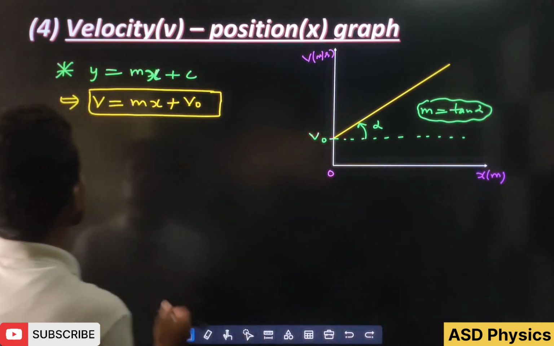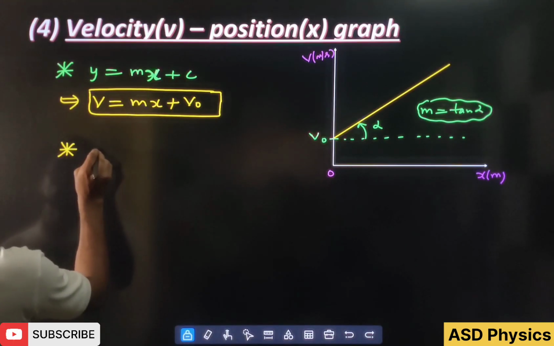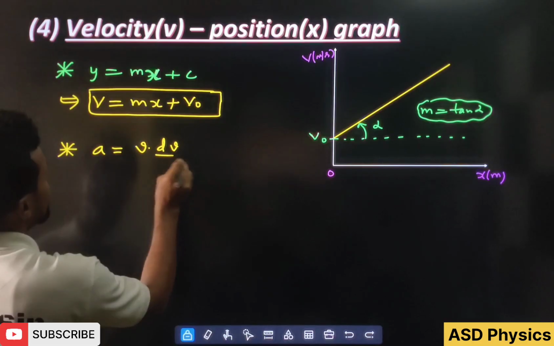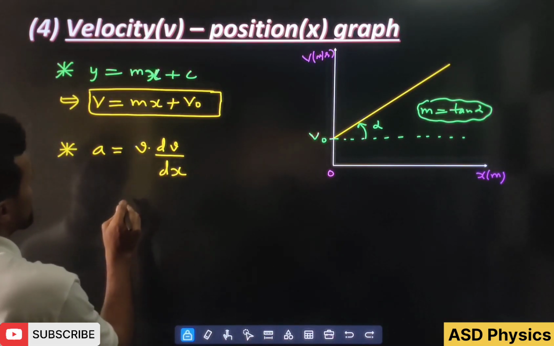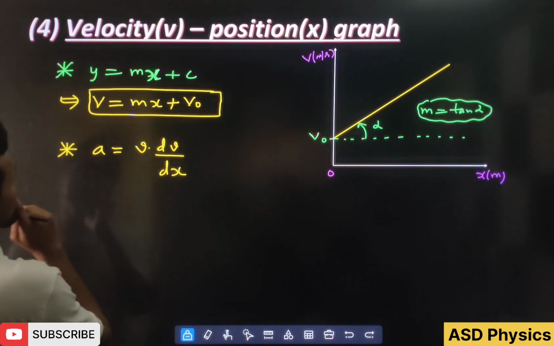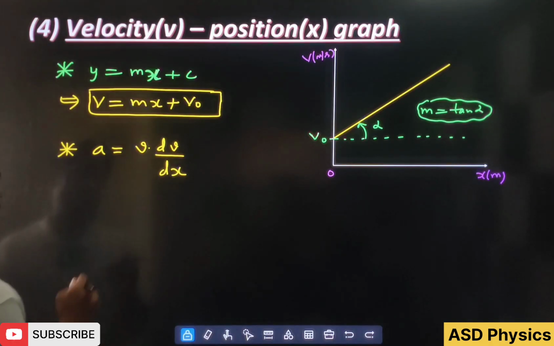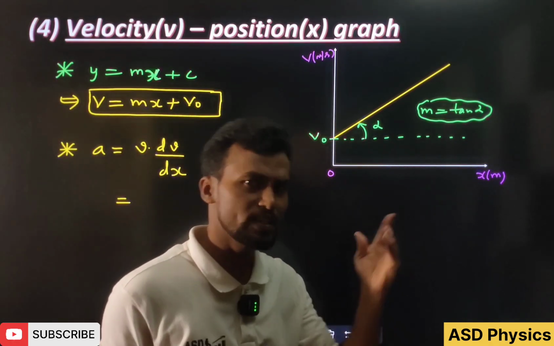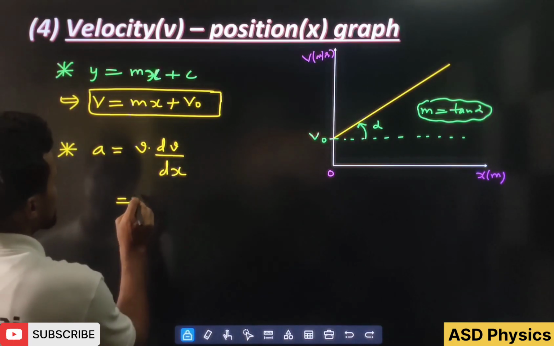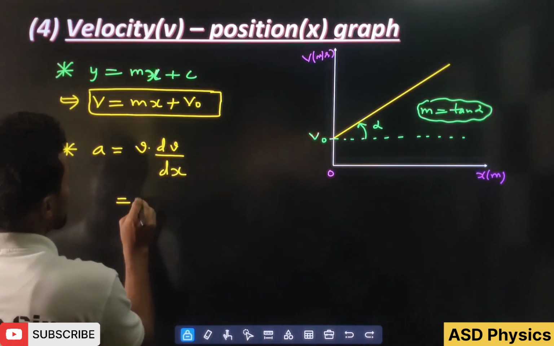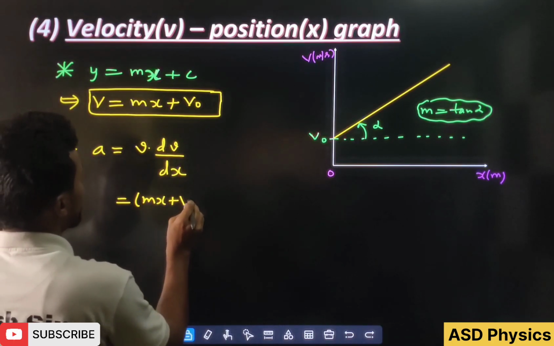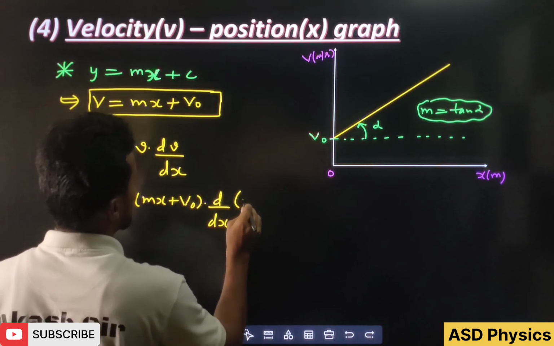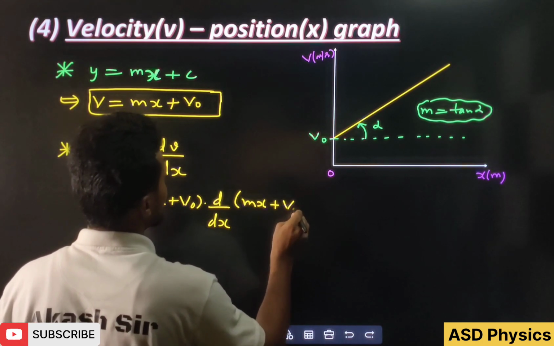So if we know the equation of the straight line, and then we want to calculate the acceleration, what is the formula? Remember, v into dv by dx. So we should know this dv by dx. With the help of this graph we can write dv by dx also. See here, velocity is mx plus v naught, into d by dx of mx plus v naught.